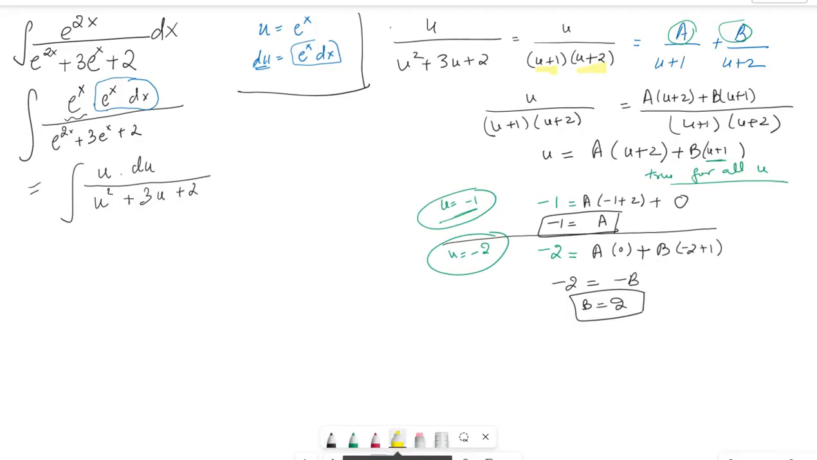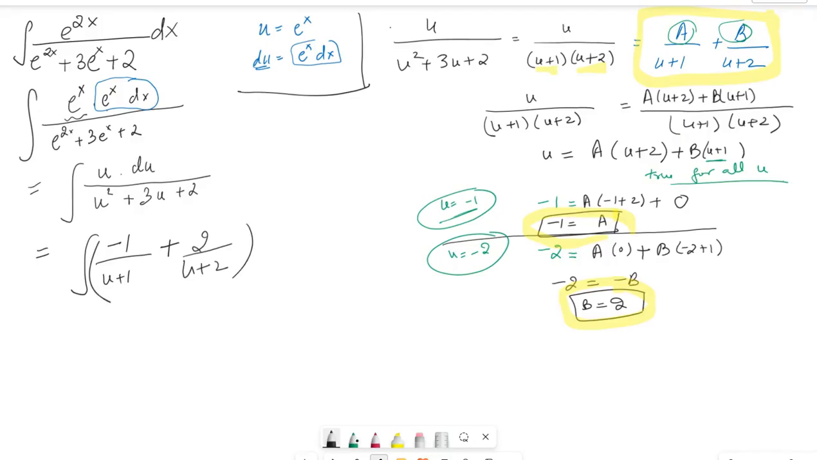So using a's value and b's value, we can write this integral as the integral of a by, so negative 1 by u plus 1, plus b by, b is 2, divided by u plus 2, integrated with respect to u. We can separate them out: integral of negative 1 by u plus 1 du, plus integral 2 can factor out, 1 by u plus 2 du.